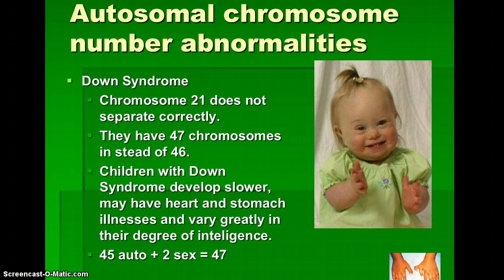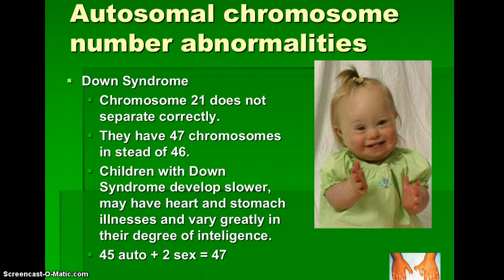Some of them have to live with a parent, some of them can live on their own. So again, these people have 45 autosomal chromosomes instead of the 44, and their sex chromosomes are fine. They're still either XX or XY. There's nothing wrong there. It's just they have an extra 21st chromosome, which gives them the 47 chromosomes. Now remember, with any autosomal chromosome number disorder, it's due to non-disjunction or an extra or missing chromosome.